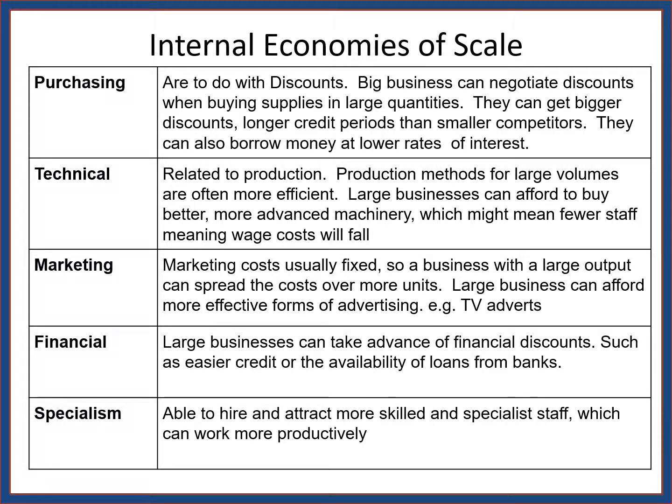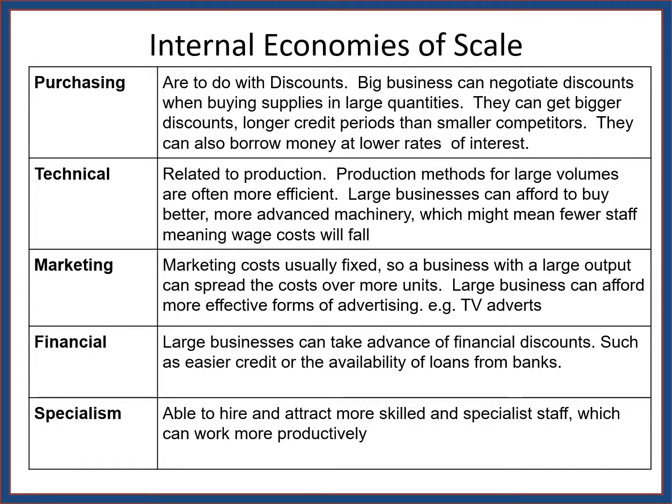Marketing: because marketing is fixed, you just get a marketing budget, then if you've got a large output, you spread that cost over everything. It brings the cost per unit with regards to marketing down as well. Financial: as we said before, you can get better discounts, easier credit, and the availability of loans from banks. They'll be much more willing to loan you money if they know that you've got 20 million pounds in assets than a small shop who might only have a few thousand or tens of thousands.